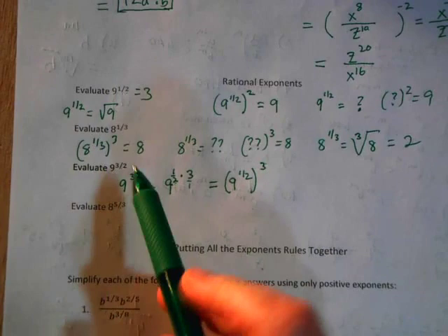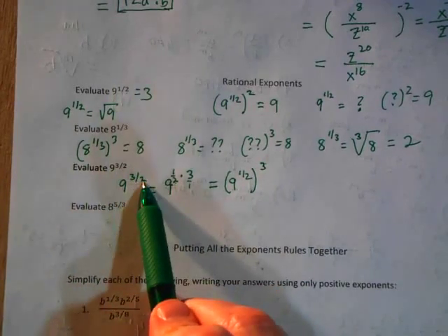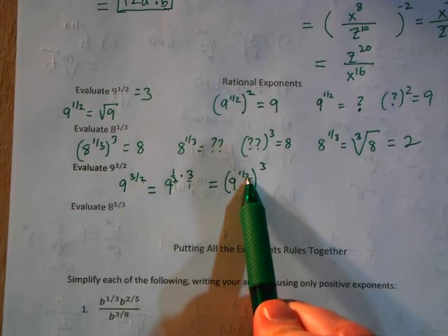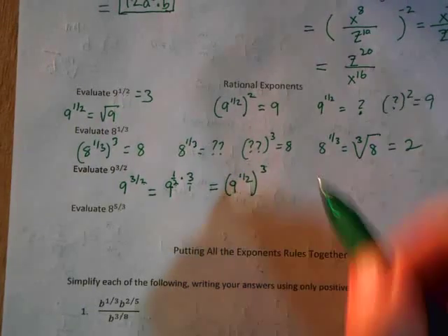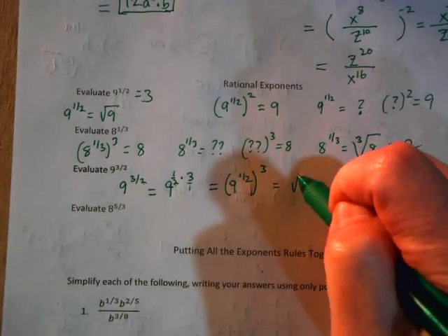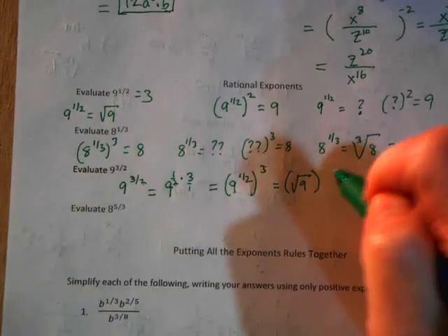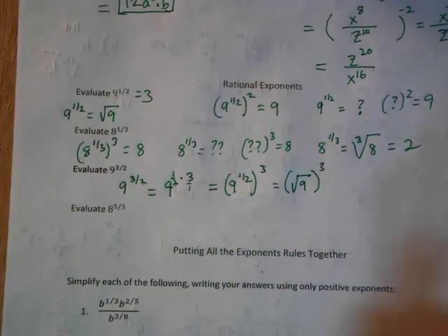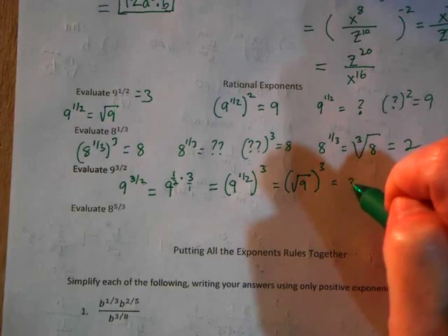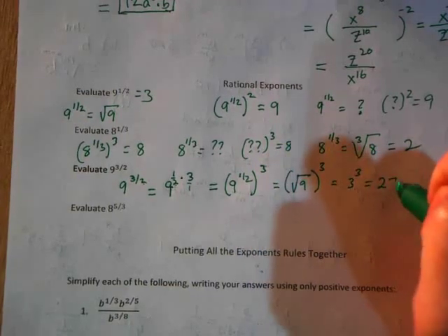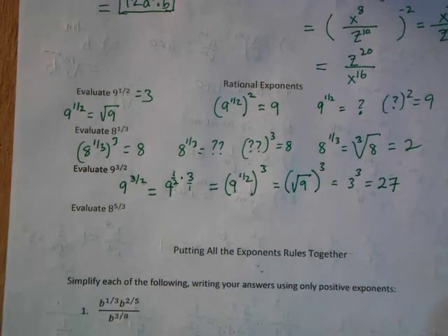So notice what's happening here. The 2 from our previous rule becomes the 2 on bottom. That means we have a power of 1/2, so that's a square root. And then the number on top, the 3, becomes your power. Square root of 9 is 3, and 3 cubed is 27.